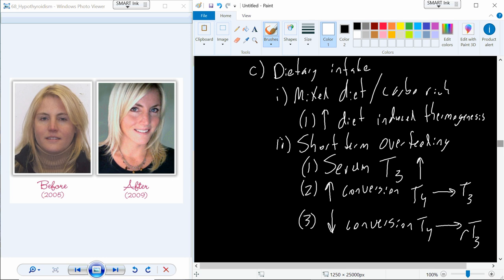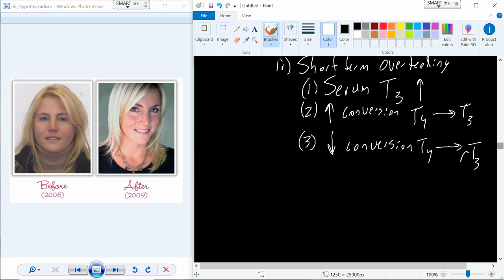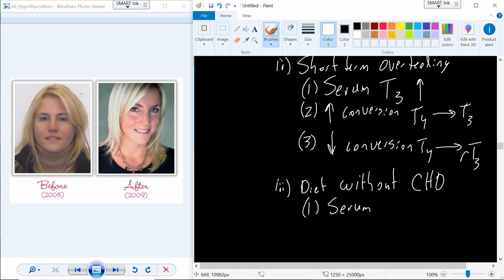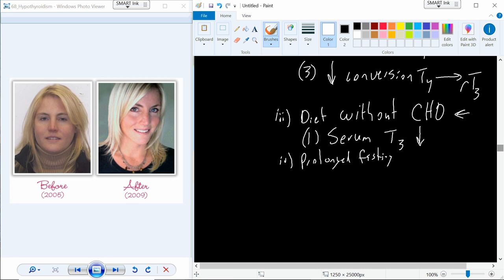If we look at diet without carbohydrates, one of the things that happens is there is a decrease in serum T3 levels. And then if we look at prolonged fasting, by the way, right here, it's a ketogenic diet. So it results in decrease of T3 in the serum. With prolonged fasting, you see the same thing, a decrease in T3 in the serum.